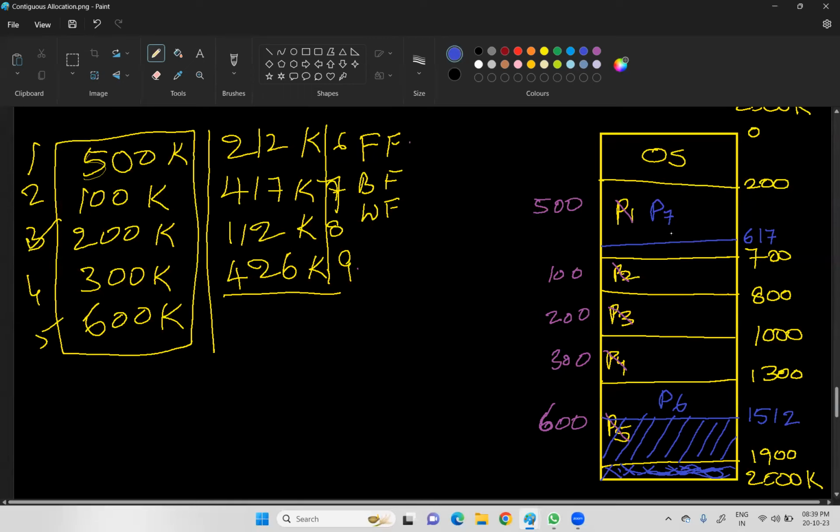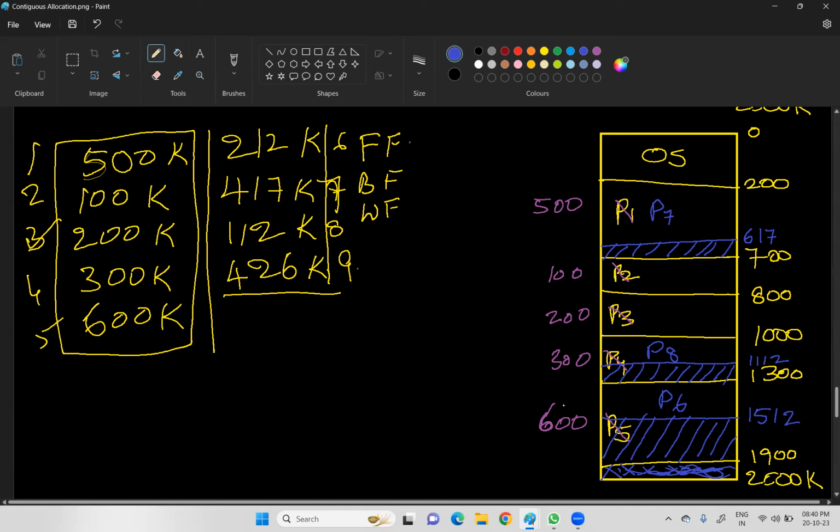Now 112. What is big enough to be allocated for 112? That is the 300 hole. That is, process P4 has left one kind of hole here. That hole is going to be allocated for process P8. So 112 in the sense 1112. 1112 will be taken. That is, this is 1112 kilobytes. So this is process P8. And of course, this is the internal fragmentation of P7.